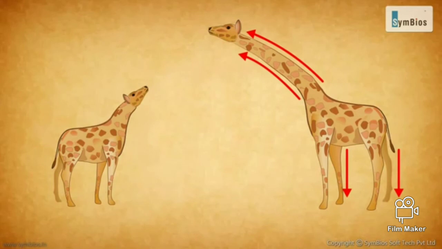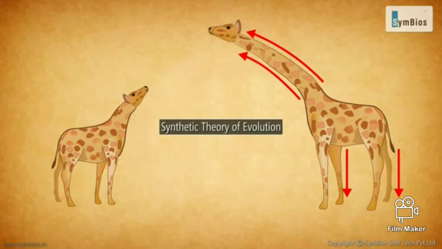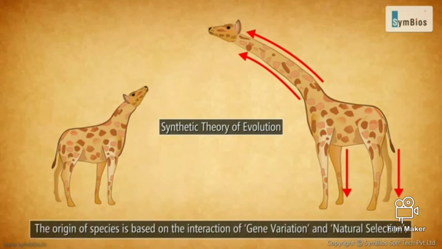Darwin's theory did not explain the causes of variation. Therefore, these days, the synthetic theory of evolution is widely accepted. The theory suggests that the origin of species is based on the interaction of gene variation and natural selection.